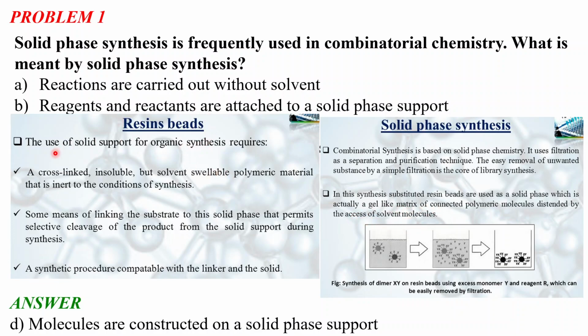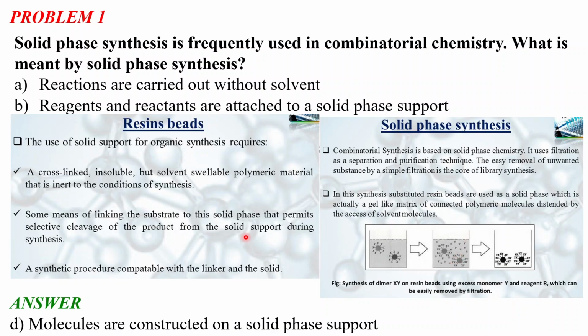So what is a resin bead? The use of a solid support in organic synthesis requires a cross-linked, insoluble but solvent-swellable polymeric material that is inert to the conditions of the synthesis. It also needs some means of linking the substrate to the solid phase that permits selective cleavage of the product from the solid support, and a synthetic procedure compatible with the linker and the solid. So this is solid phase synthesis.